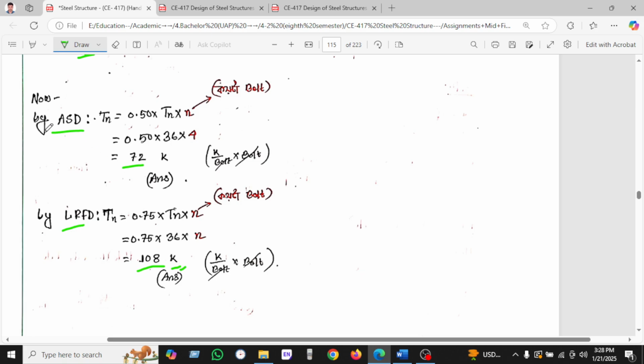On the other hand, between the ASD and LRFD methods, we focus on the LRFD method, which is what is used in practice. So we can see that after using 108 kip, the bolt will fail.